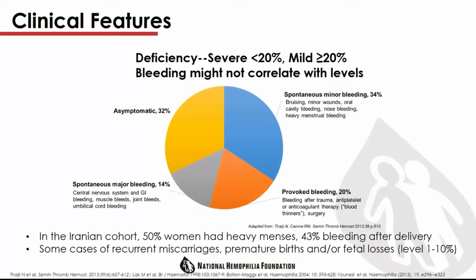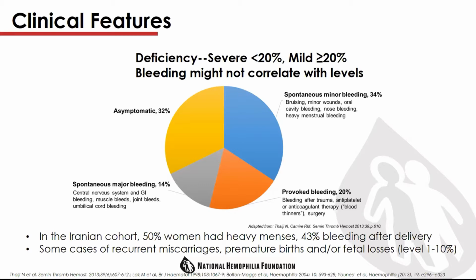We also have some data from the Iranian registry, which classifies patients slightly differently. According to that registry, severe patients are those who have levels less than 1%, mild patients have levels between 6 to 10%, and moderate patients are in between these levels, between 2 to 5%.